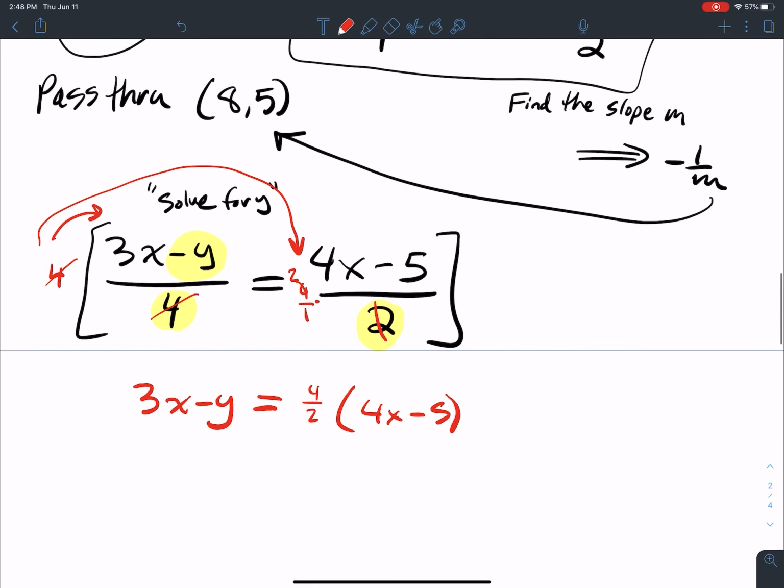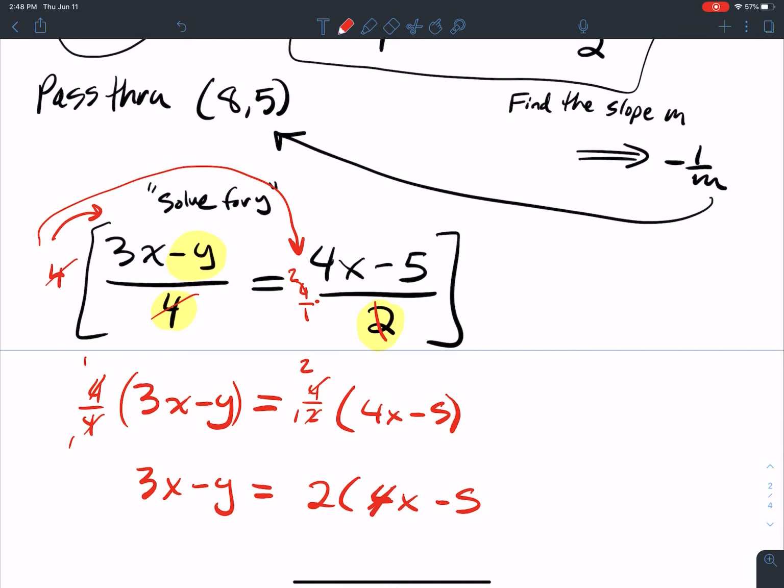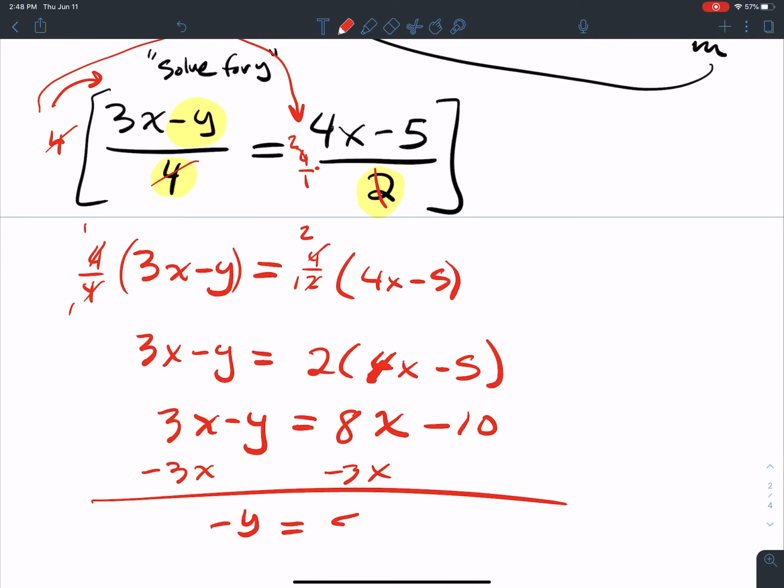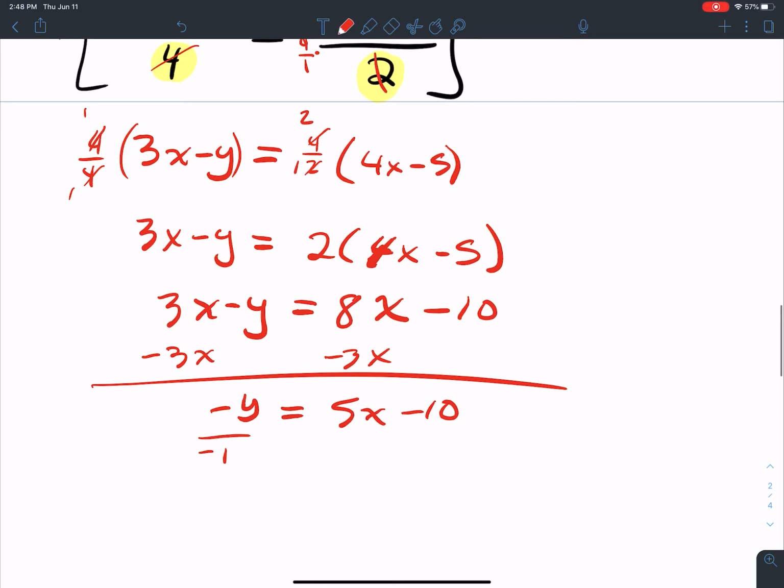Okay, so what does that simplify to? This becomes 3x, that cancels to make 1, minus y equals, and then this cancels to make 2 over 1, so that's 2 times 4x minus 5. And so I have 3x minus y equals 8x minus 10. Now solving for y, I subtract 3x from both sides. I get negative y equals 5x minus 10. Divide by negative 1. I get y equals negative 5x plus 10.